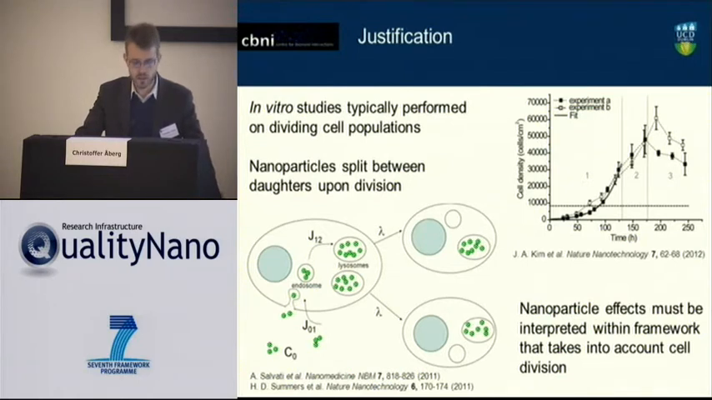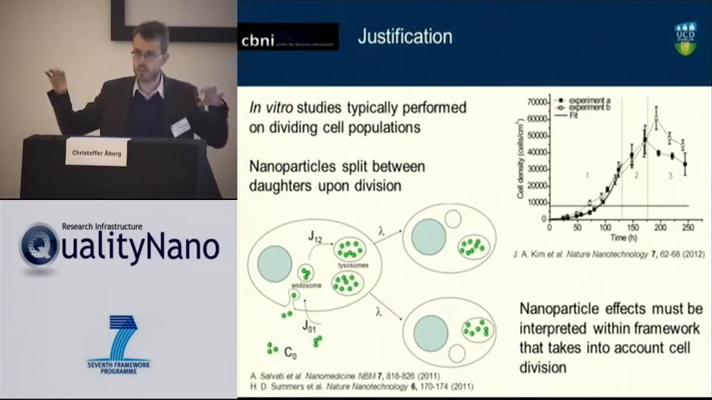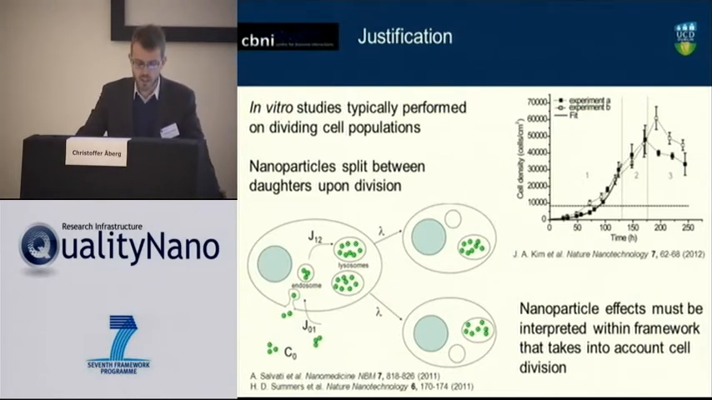And when the cell divides, whatever nanoparticles are inside the cell will be split between the daughter cells. And that is something that needs to be taken into account, regardless of whether you're interested in looking at nanoparticle accumulation or toxicity. So this talk will be about a framework that indeed does take this into account.